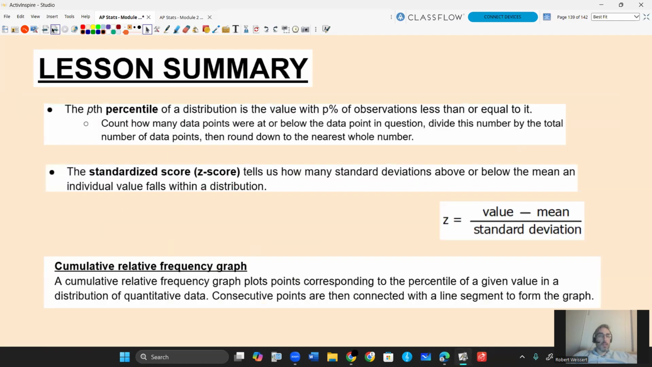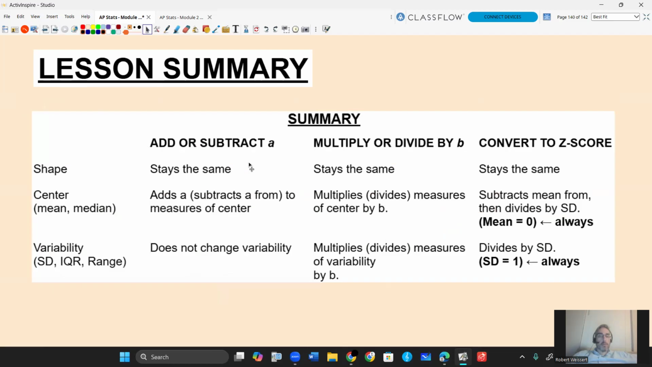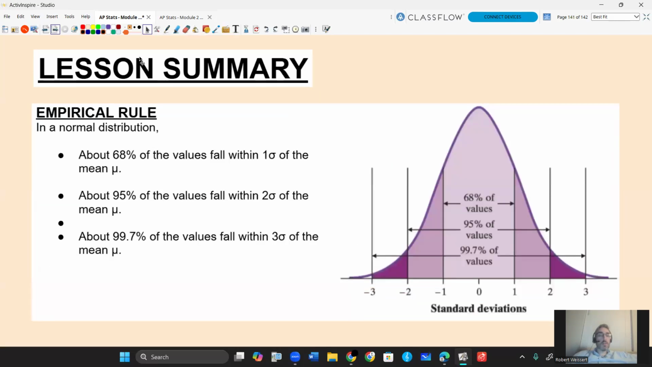That wraps it up. So let's do a little lesson summary. Remember from our previous video, we talked about the percentile, the percentage of people at or below you. The standardized score is the value minus the mean divided by the standard deviation. The cumulative relative frequency adds the percentages up until you get to 100%. Remember our summary for adding, subtracting, multiplying, or dividing or z-scores. None of the shapes change, but the center can change with all of the operations, and the variability only changes with multiplication and division. And with z-scores, the mean will always be 0 and the standard deviation will always be 1. Finally, the empirical rule for normal distributions, 68% of the data falls within one standard deviation of the mean, 95 within 2, and 99.7 about within 3.